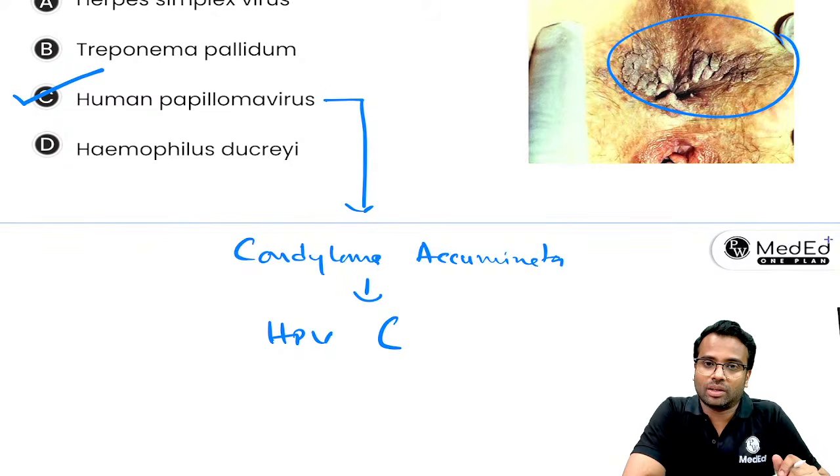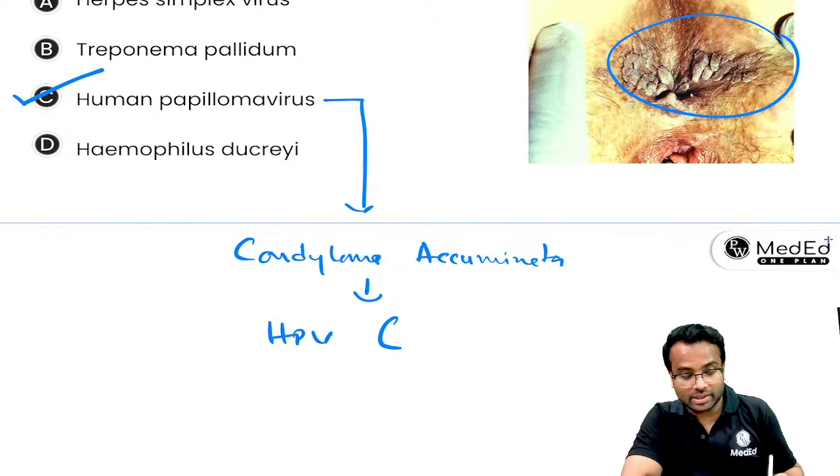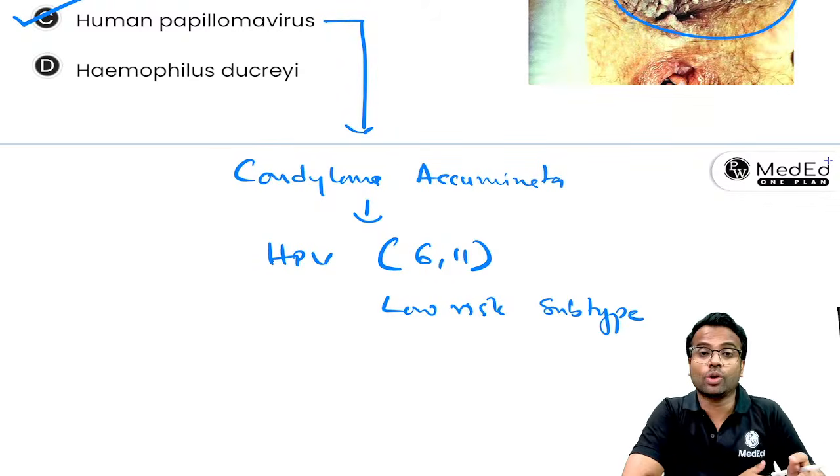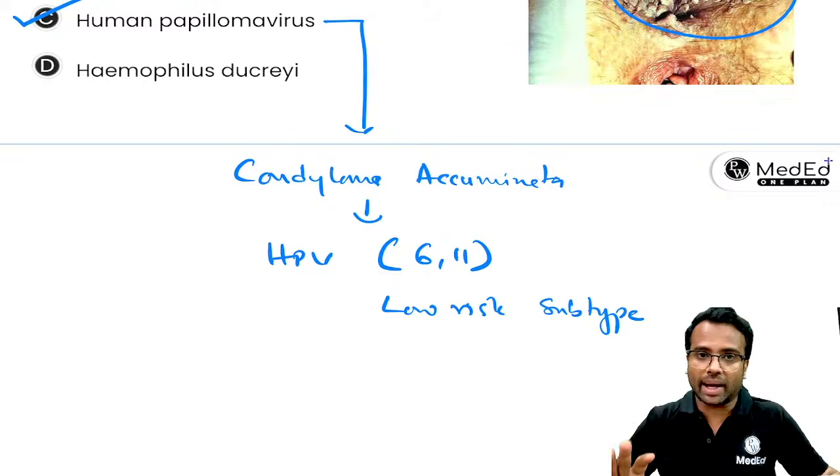Subtype. Like, is it 2 and 10? Is it 6 and 11? Is it 16 and 18? 31 and 33? I've given you four options as well. The specific human papilloma virus subtype which causes condyloma acuminata. Yes, it should be 6 and 11, which is considered to be a low risk subtype, isn't it? Because it is not going to proceed into any kind of malignancy.